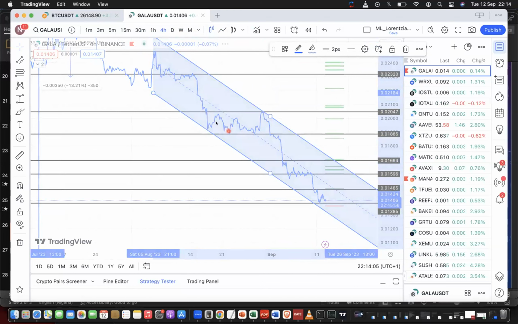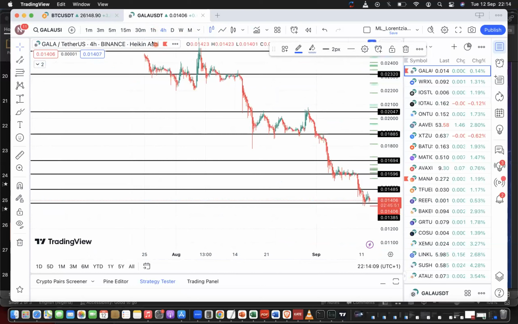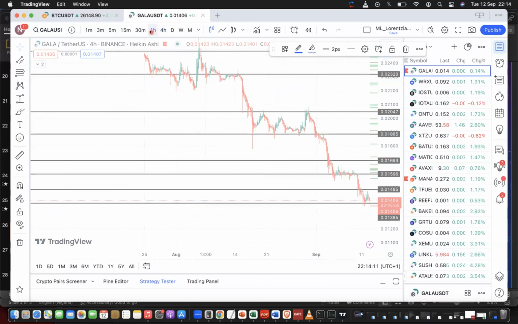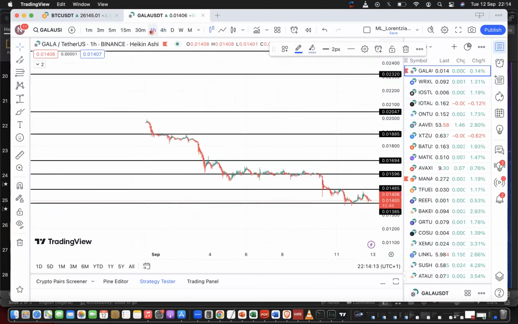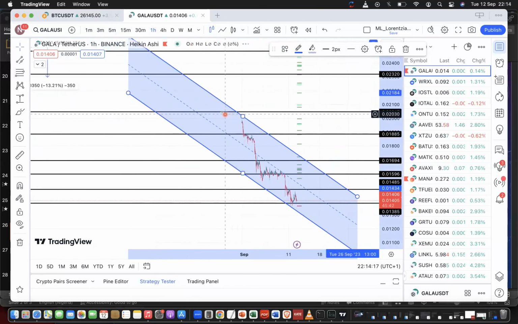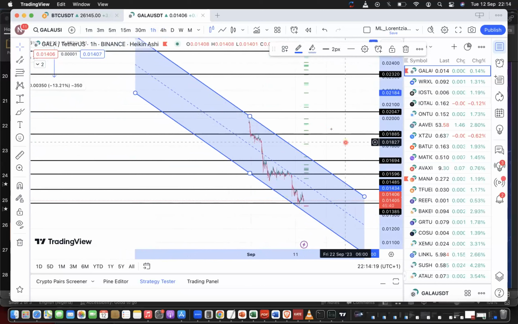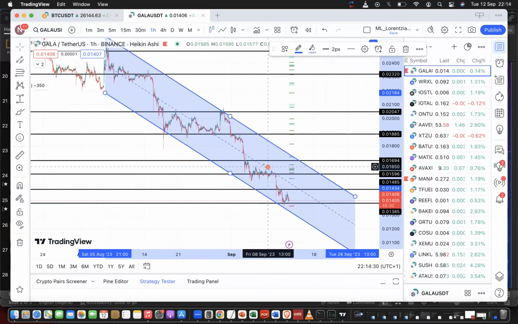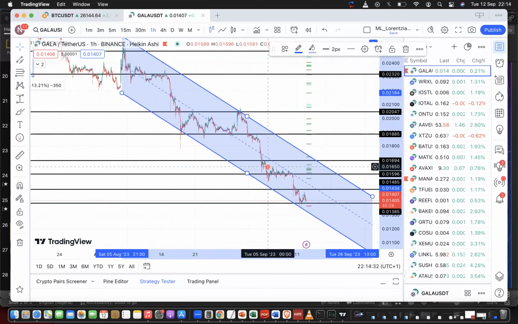Now, interestingly, I drew this parallel channel on the 4-hour chart. Typically, I draw it on the 1-hour chart, but it's fine. So I'm switching back to the 1-hour chart. So here you can see what we drew from the 4-hour chart is there. So what is going to happen to Gala? Who can tell me what's going to happen to Gala? I want somebody to just try and predict.